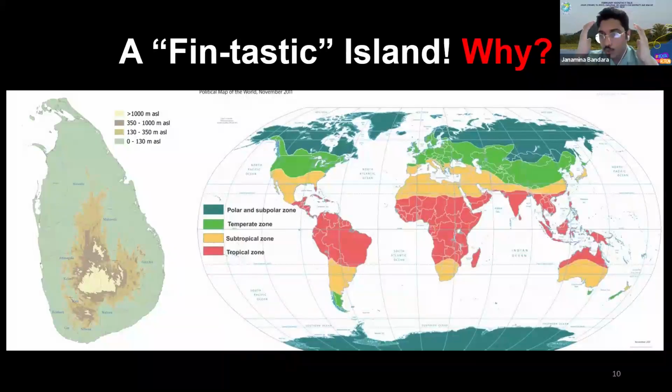So Sri Lanka has very diverse climate and environmental gradients. These gradients provide new niche dimensions. I hope you know the term niche, environmental niche. It's about environmental heterogeneity, and species occupy a certain space in this environmental spectrum. So in Sri Lanka, it's really diverse. So it's a fantastic island.